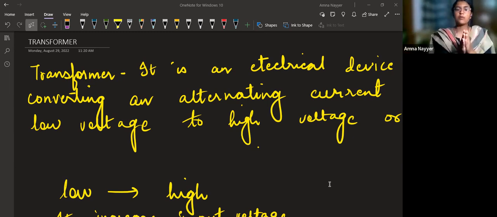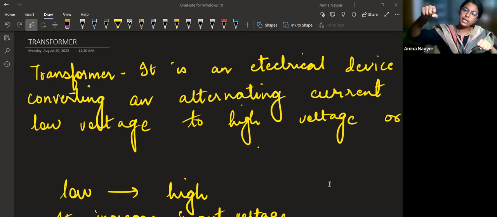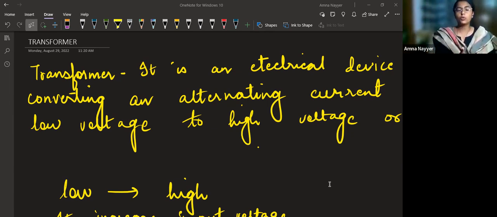Now transformers are what? Transformers are basically electrical devices. Now they do what? First point, they convert alternating current which is at low voltage to alternating current which is at high voltage. Or they can perform the work of converting alternating current at high voltage to alternating current at low voltage.